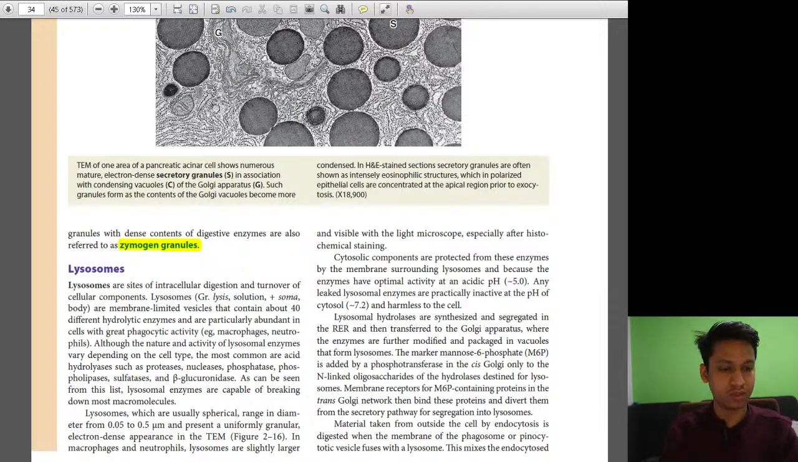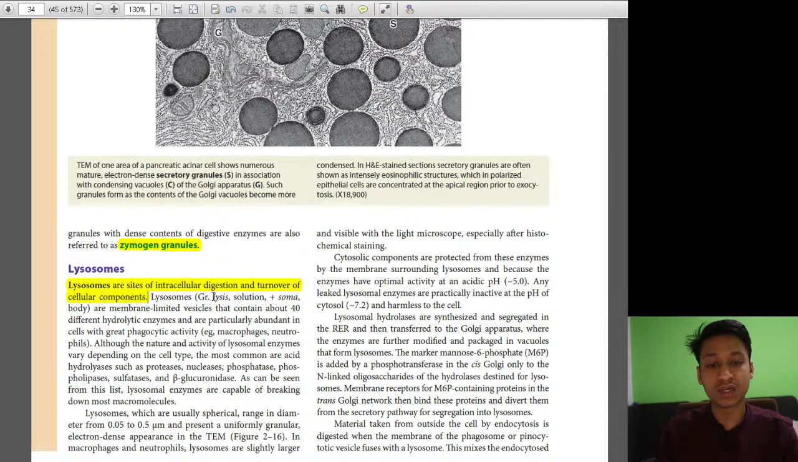All right, so we are studying cell organelles, and let's start with lysosomes. Lysosomes are sites of intracellular digestion and turnover of cellular components. So this is just the quick function of lysosome. These are the sites of intracellular digestion and it's responsible for turnover of cellular components.